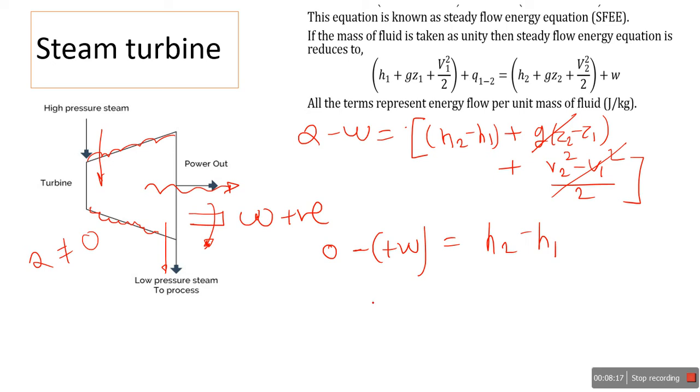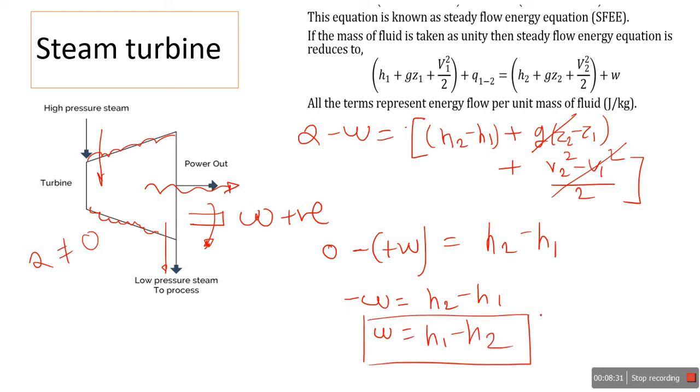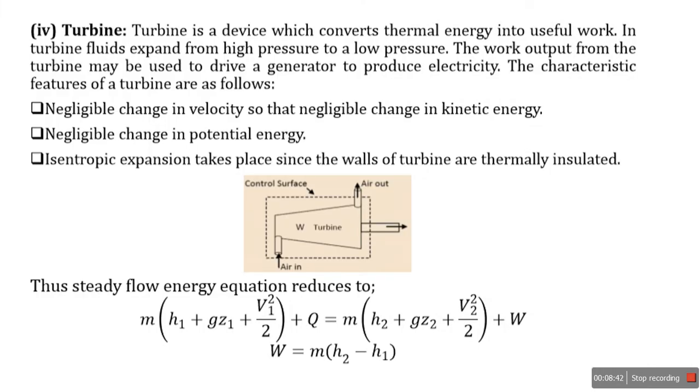Okay, so the equation becomes now minus W is equal to H2 minus H1. I also write W is equal to H1 minus H2. So the work developed by the turbine is nothing but this drop in enthalpy. The enthalpy drop is equal to the work developed by the turbine.